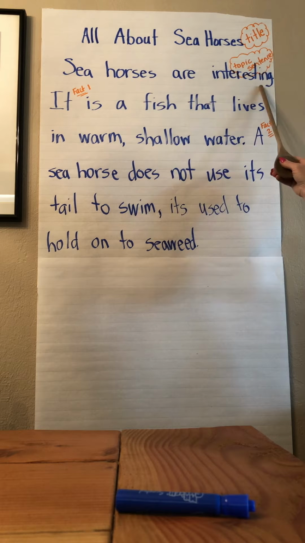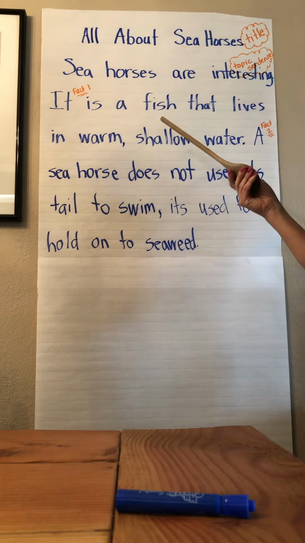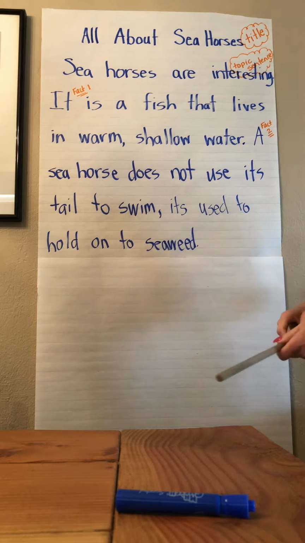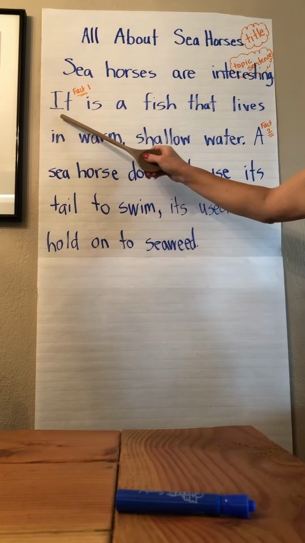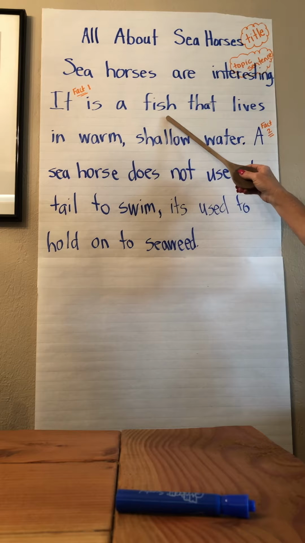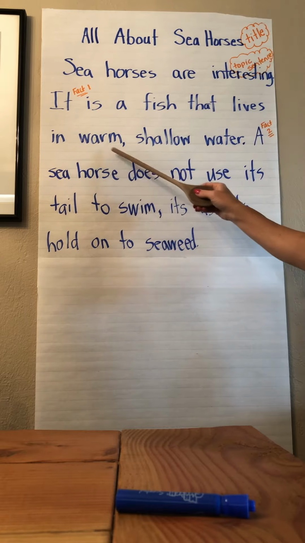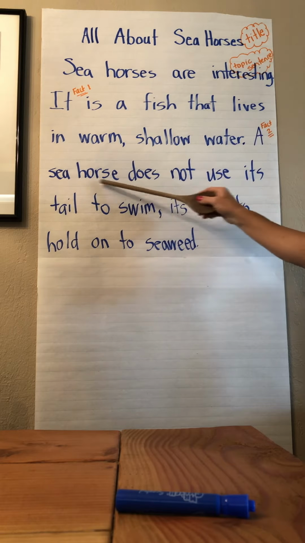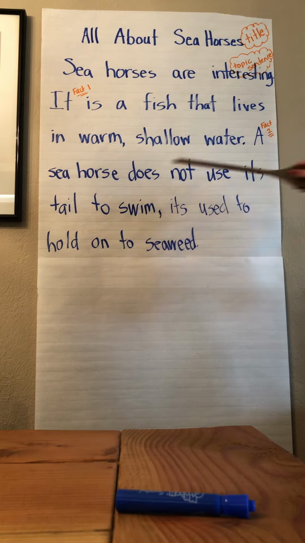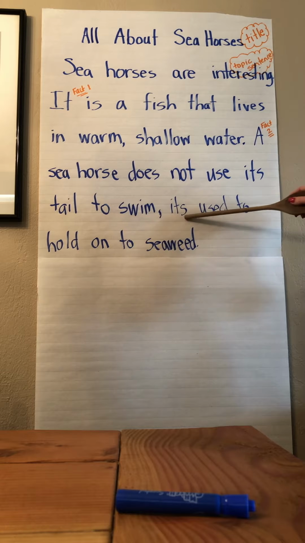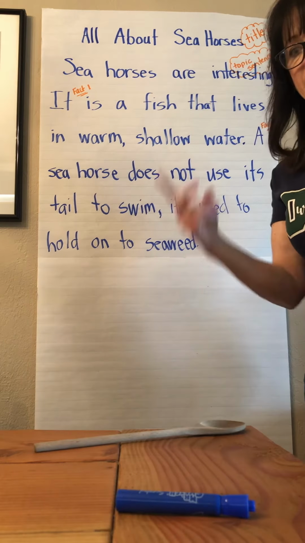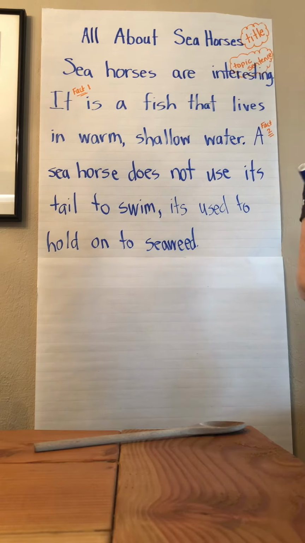Seahorses are interesting. That's my topic sentence. It's a very general idea about what we're going to talk about. My first fact: It is a fish that lives in warm, shallow water. Fact number 2: A seahorse does not use its tail to swim. It's used to hold onto the seaweed. Now I need fact number 3.